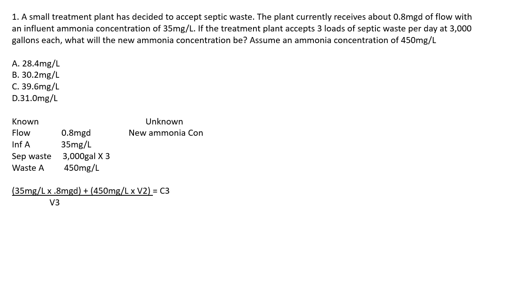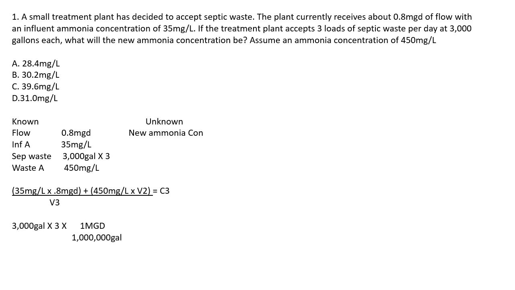All right, to start off, we're going to plug in the things that we already know. So your concentration of 1, so C1, was ammonia of 35 milligrams per liter. V1, or the volume for 1, was the 0.8 million gallons a day of flow. And then we know the concentration of the septic waste. So C2 was 450 milligrams per liter. Now we know that the waste is going to be 3,000 gallons. There's going to be 3 loads. We're going to have to convert that into million gallons a day. So we'll do that on the next slide.